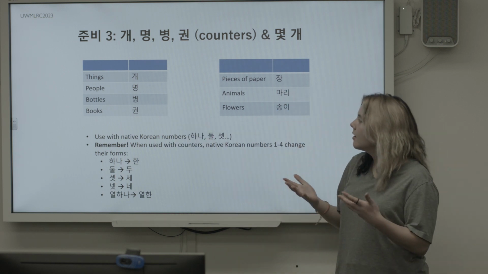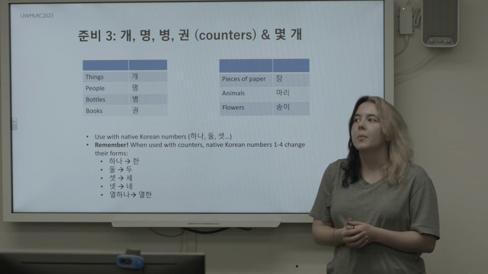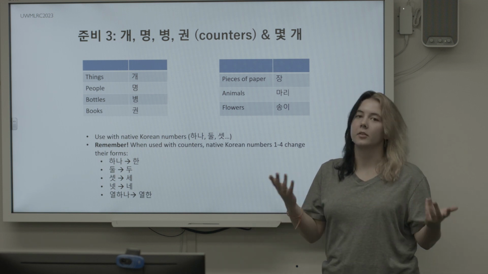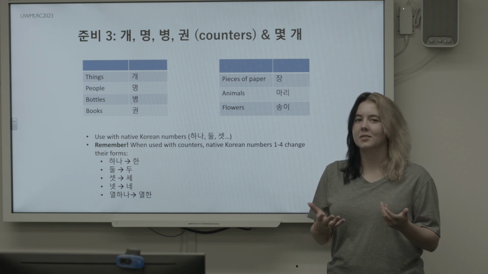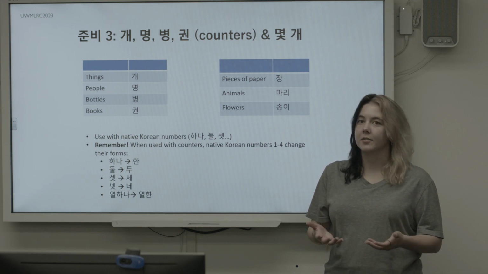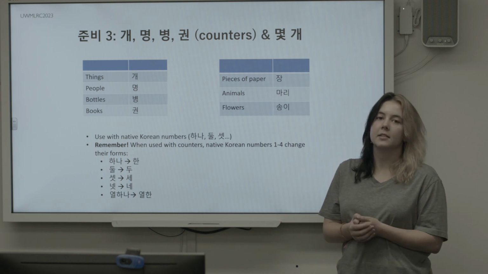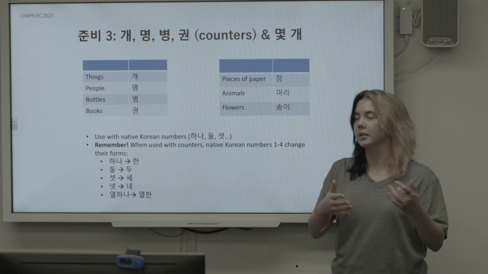Now, the idea of a counter might seem a little bit strange and weird at first, but in English, we say 1 pair of pants, 1 pair of scissors. You could say 1 pants or 1 scissors, but it doesn't really sound that well, and it's not very fluent. You would say 1 pair of something. The same kind of idea exists in Korean, where you have to say 1 counter of something.